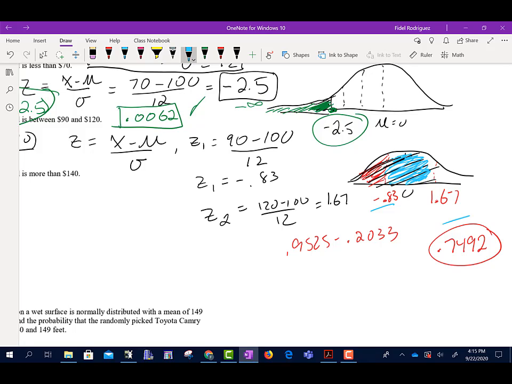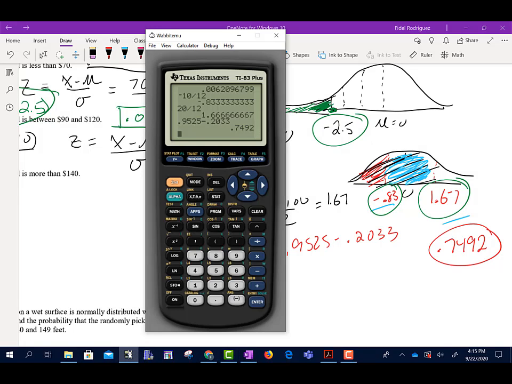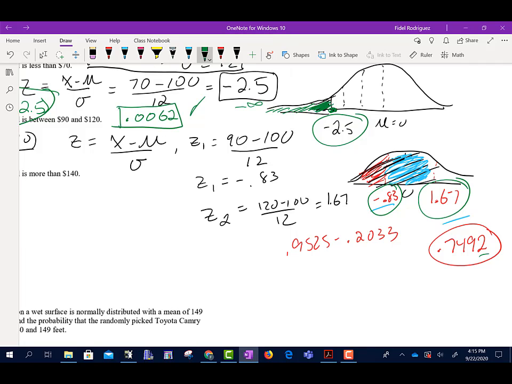All right, now we might say, okay, well, hold up. I like using the calculator. How am I going to do this? Easy breezy. I'm going to go to second vars, to my normal CDF, and hit enter. The first number I have is negative 0.83, comma, 1.67. Close off my parentheses, hit enter. And 0.749, I guess I would round it up to 3. But again, I'm off by a 10,000th of a point, right? And we did do a little rounding when we came up with those numbers, but in essence we're coming up with the same number, correct?